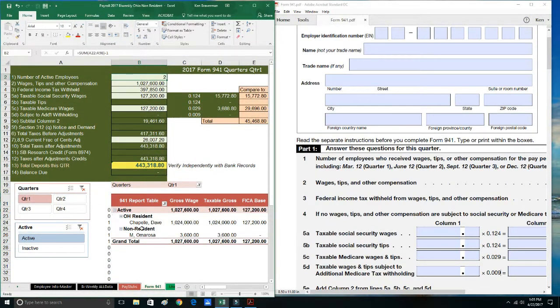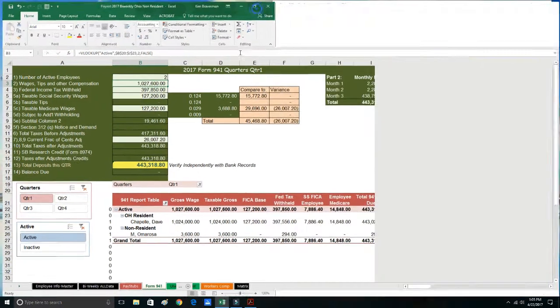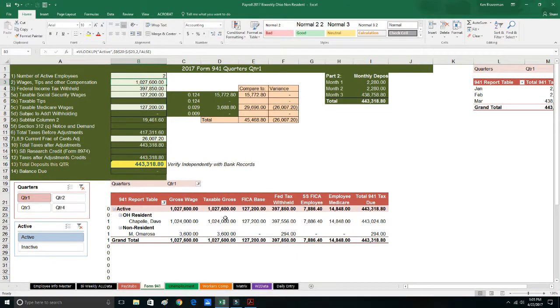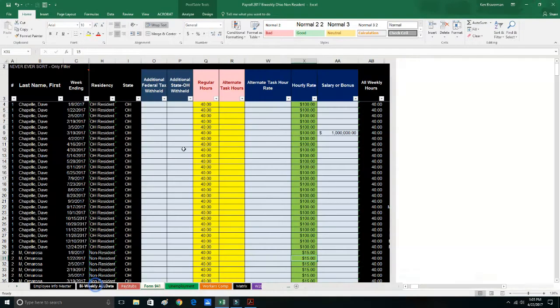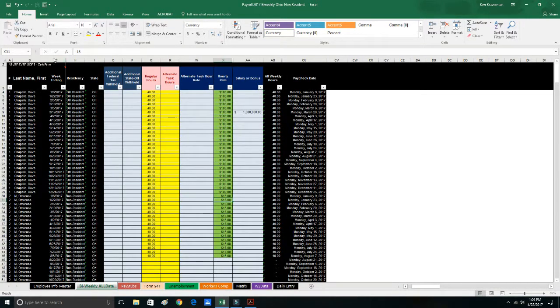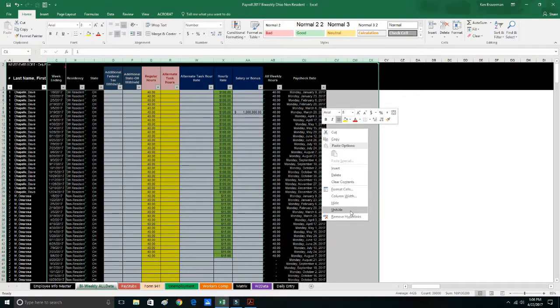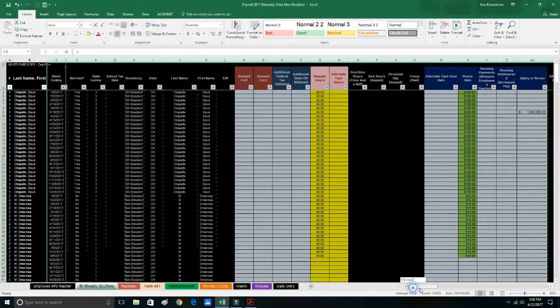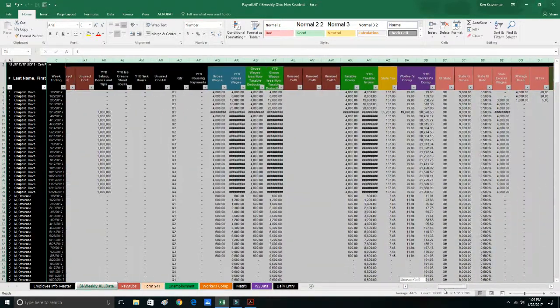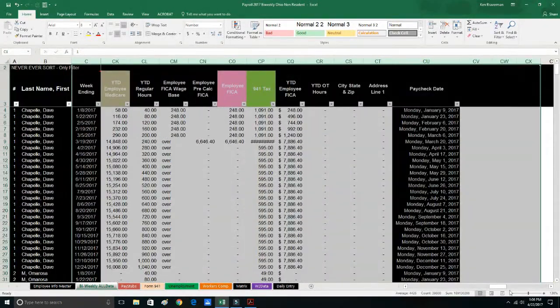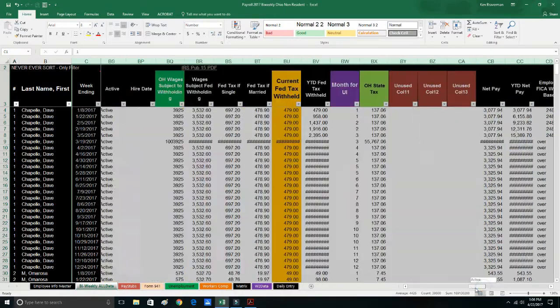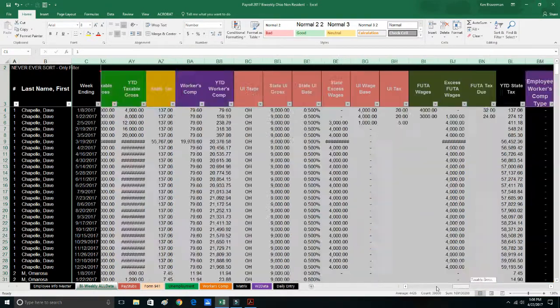There are two. It's counting up the number of active employees. What are their wages and tips? So what goes on? This looks like the 941 sheet. What goes on here is a pivot table that's summing up all the information from this here. And in here, there are many, many formulas that do all these equations to figure out exactly what taxable wages are for certain people and how much federal tax to calculate and all this nonsense.